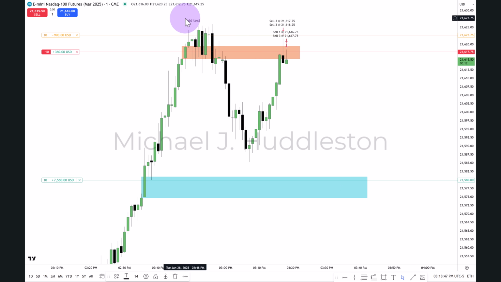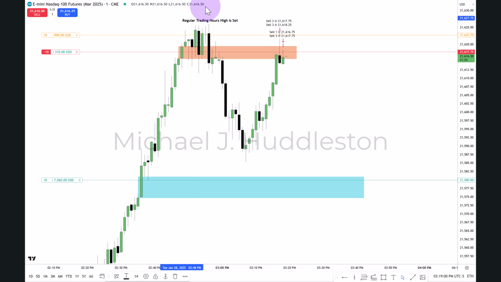This is the daily high on regular trading hours, set, meaning that it's not going to make a higher high. Ask your other mentors if they can do what I'm about to show you here. Okay. I'm going to give you a master class in stop loss management and stop loss placement.